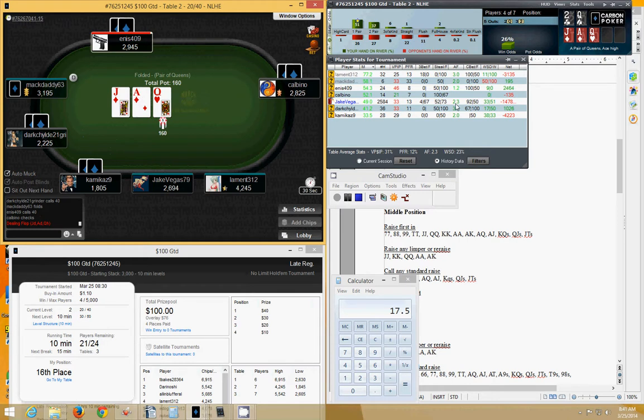Anything above 1.5 is considered to be aggressive. As you can see here, I'm at 2.3, which is your basic aggressive player. You can see this guy here is only 1.2. Anything between 1.0 and 1.5 is considered to be kind of neutral, not too aggressive, not too passive. Anything below 1.0 is considered passive, a passive player.